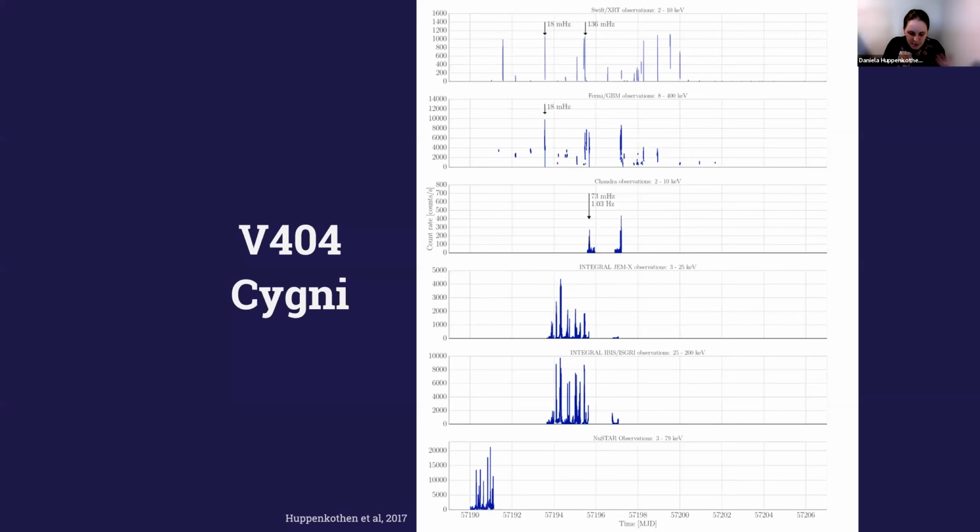Something that I've been working on for a bit has been a source called V404 Cygni. It is also a black hole. It is actually one of the closest black holes to Earth. It's still pretty far away. It's over 1,000 light years away, so no danger, but it is fairly close, which means it is one of the sources we can actually study in quiescence pretty well. It has only been in outburst 3 times: once in the 20s, once in the 80s, and then again in 2015.